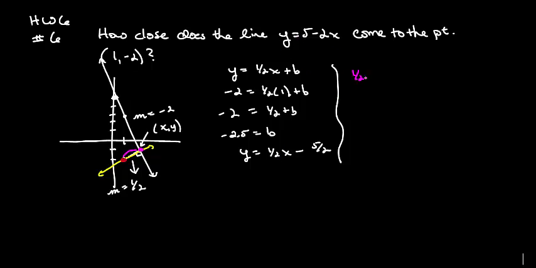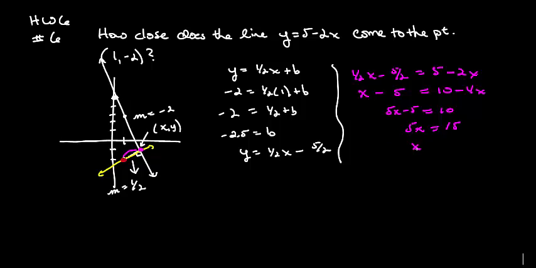So we've got 1/2 x minus 5/2 is equal to 5 minus 2x. I'm going to multiply everything by 2 just because I don't like working with fractions. Okay, so there's nothing wrong with doing that. And then I'm going to move this guy over this way, so I'll get 5x minus 5 is equal to 10. Add the 5. So it looks like x is equal to 3.